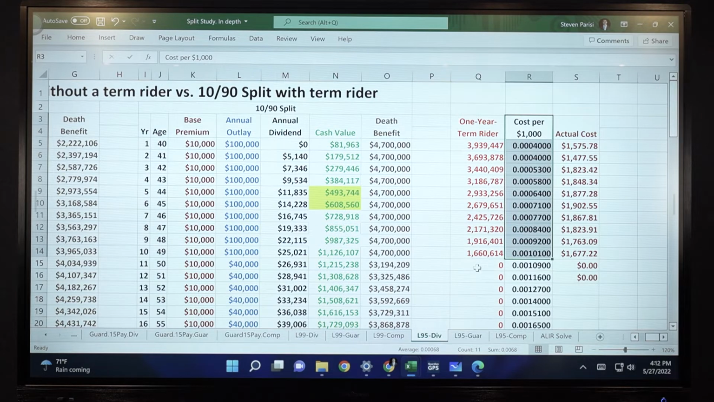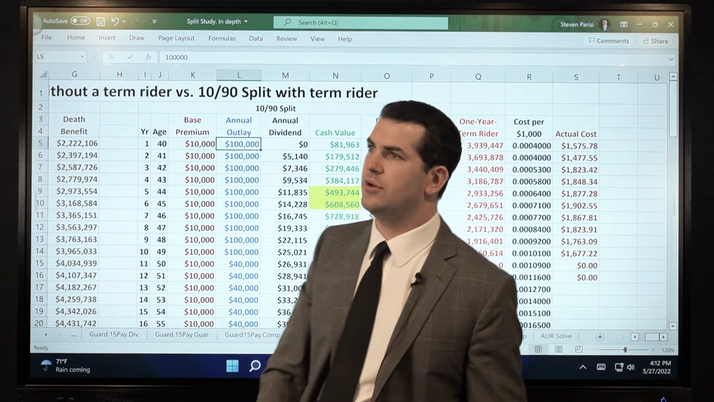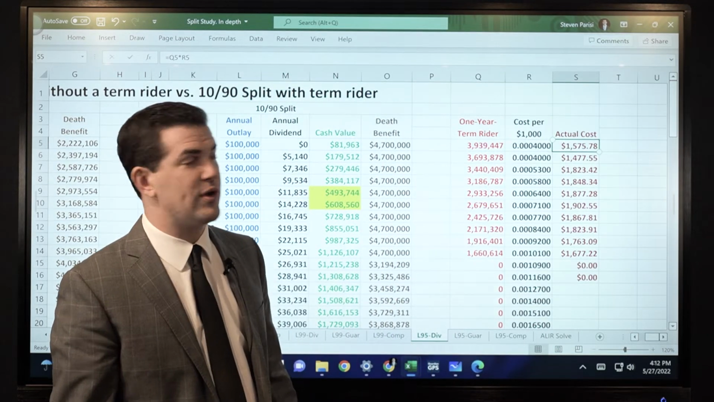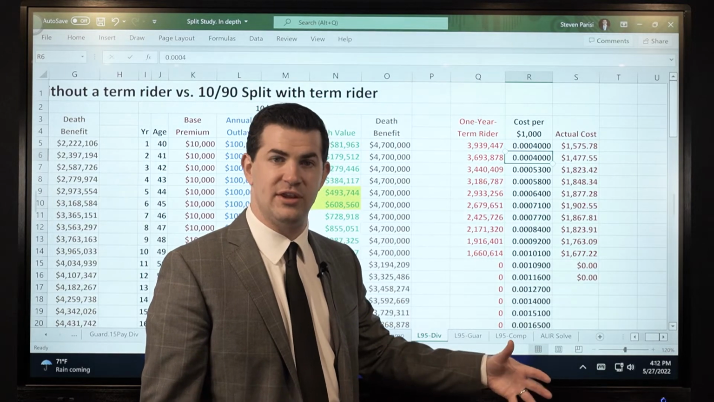You'll notice it doesn't cost anything after year 10. As we drop the term rider, you'll see the net death benefit drop there as well. There's your actual cost each year. So what that means, of your 100K, 10,000 went toward the base. Call it $1,600 went toward the term insurance rider. The first and second year, it's guaranteed not to increase. Then it begins to increase each year.